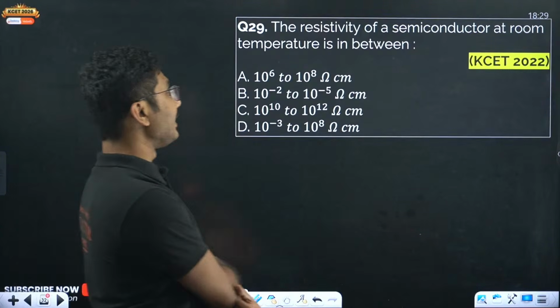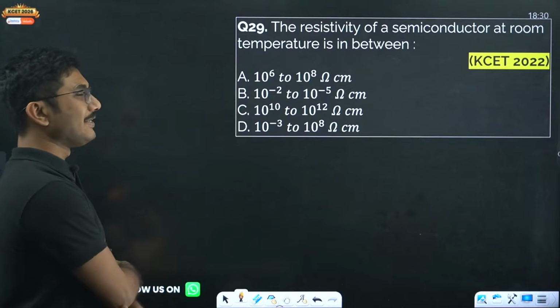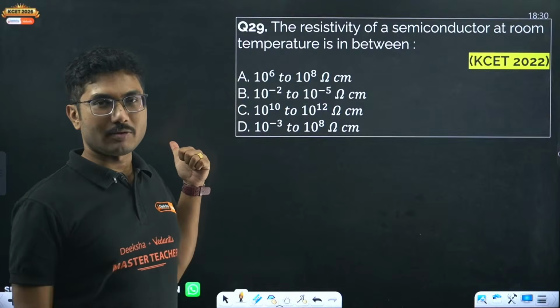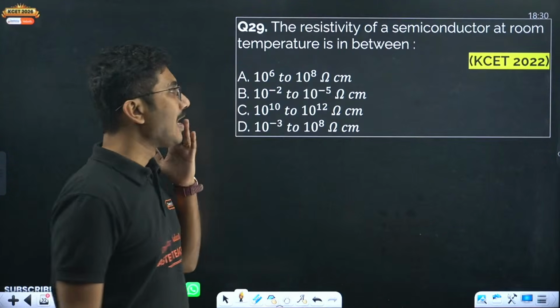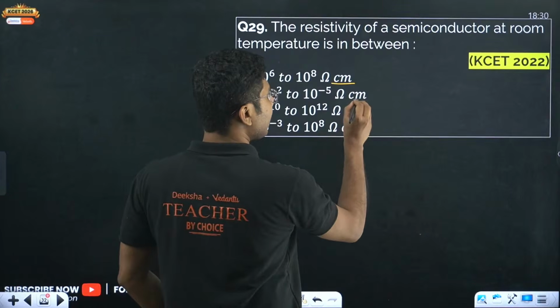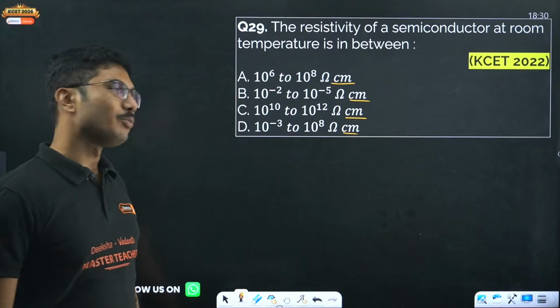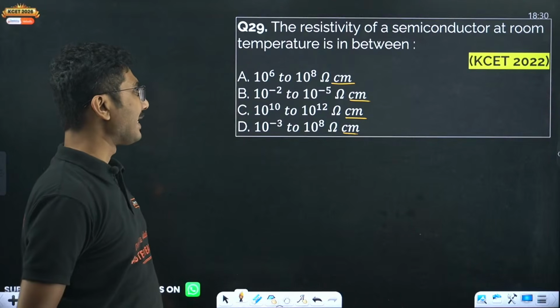The resistivity of a semiconductor at room temperature is in between. So again, this question came in 2025 in case of conductor and in 2022 in case of semiconductor. Same thing. The only difference is that here, instead of meter, they have given you centimeter. To convert centimeter to meter, you have to multiply by 10 to the power of -3 to get the answer.